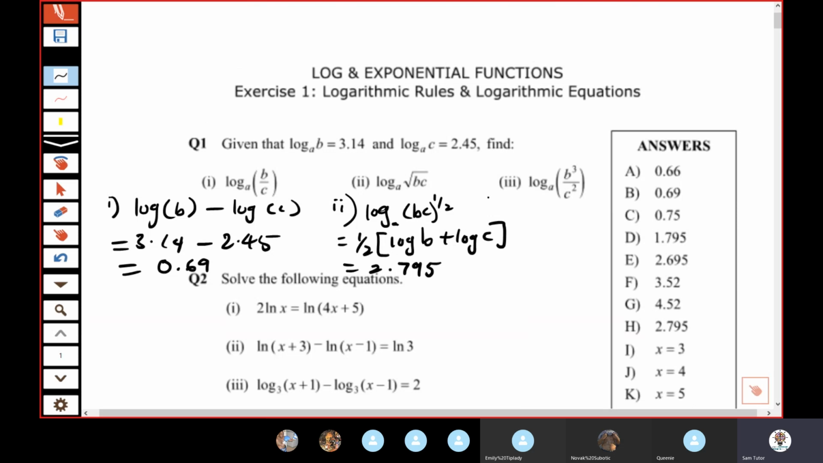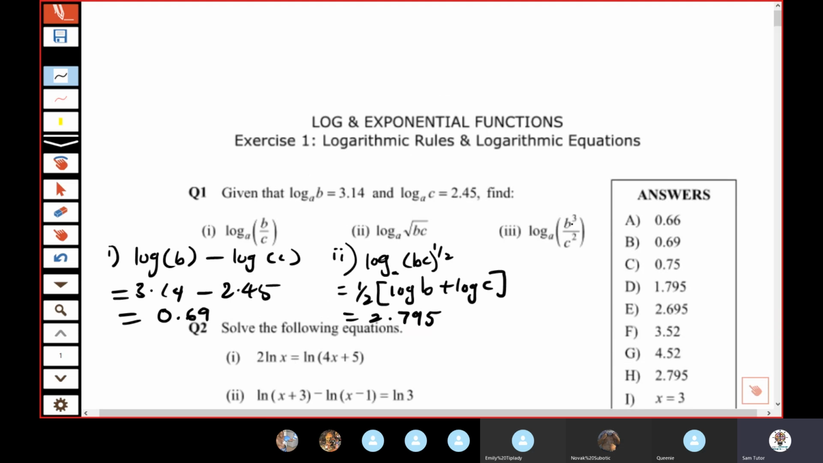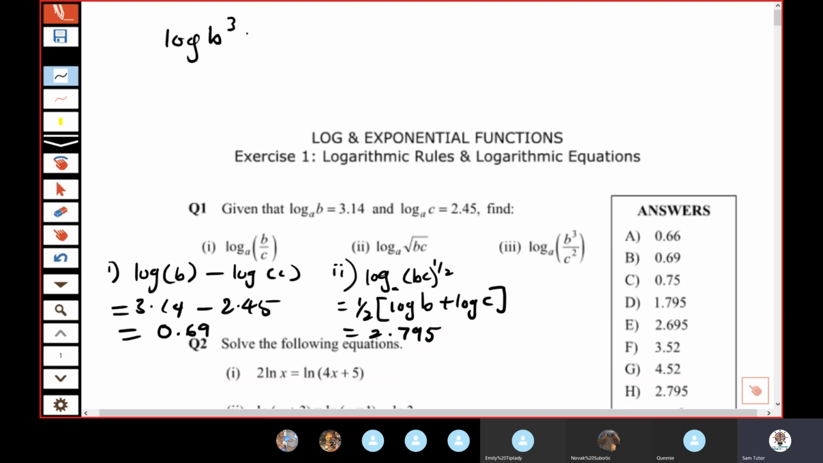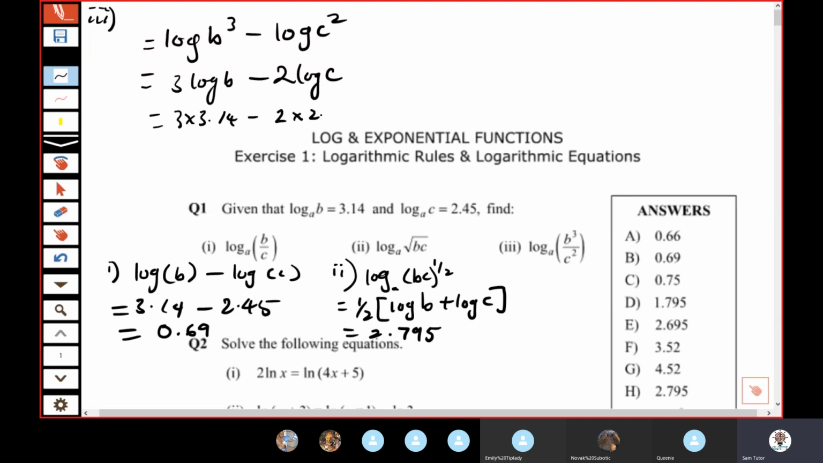And last one, part three, log of B cubed on C squared. Well, I think we get it. I would first subtract. Their different powers, so I'll first subtract, then bring the powers down. And you're done, right? 3 times log B, 3 times 3.14 minus 2 times 2.45. No dramas.